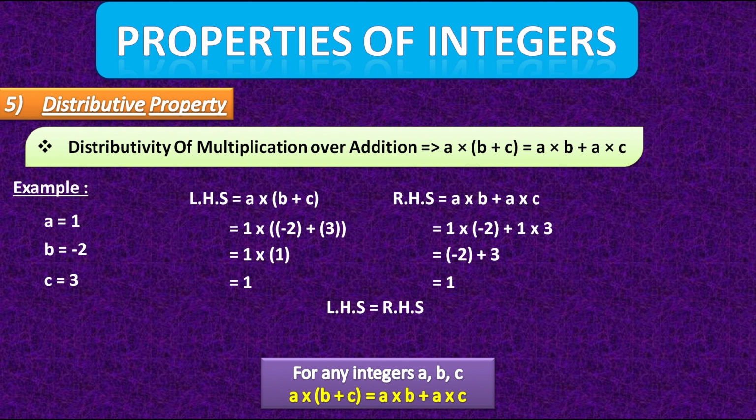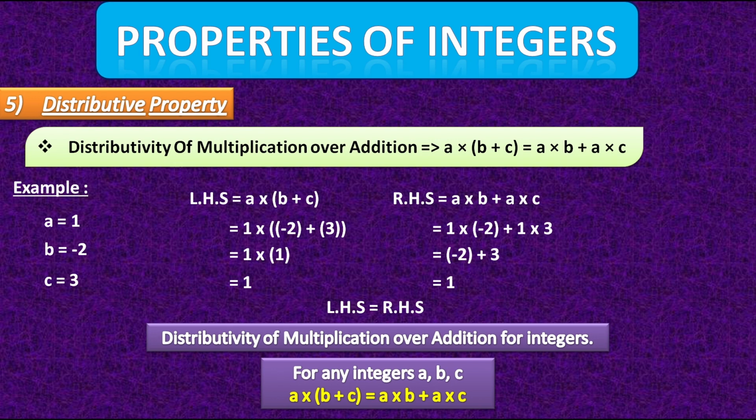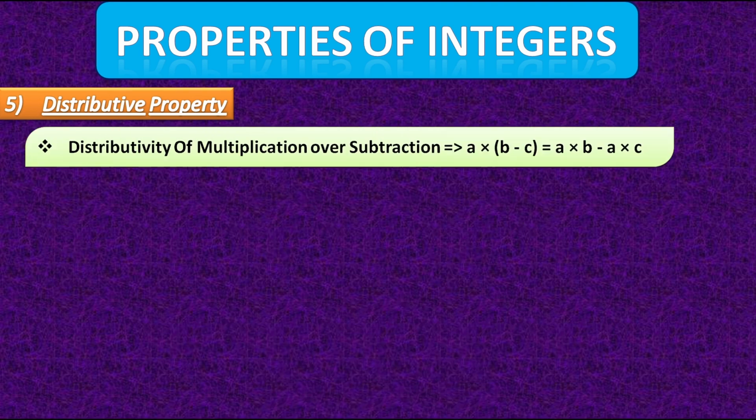Therefore, for any integers A, B, C, A into (B plus C) is equal to A into B plus A into C. That's why we can say distributivity of multiplication over addition for integers holds. Okay. Now let's move to the next one, that is distributivity of multiplication over subtraction. Here we have a minus sign in the bracket instead of plus sign. Therefore, it is called multiplication over subtraction, and overall things are the same as addition. So let's check it with the help of an example.